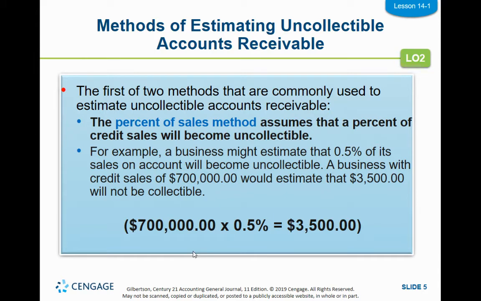Sorry, typo fix there. So if we had $700,000 in sales and we estimate that 0.5% of those are going to be uncollectible, you just do the math and you would use $3,500 as your uncollectible accounts estimate.